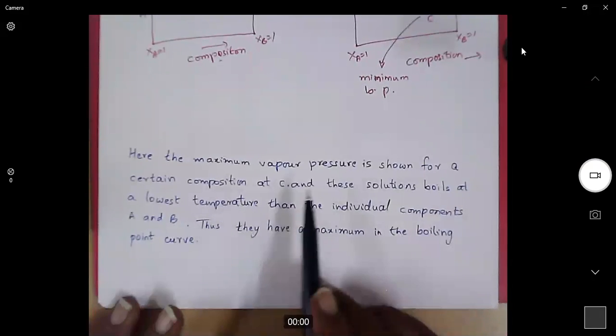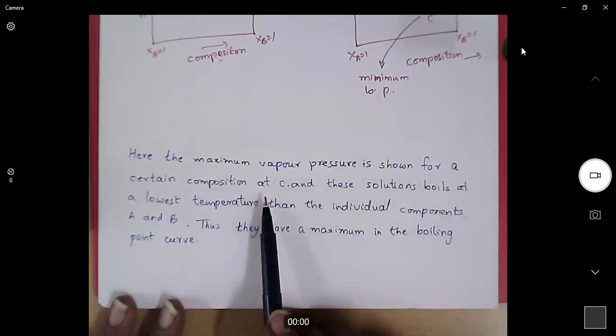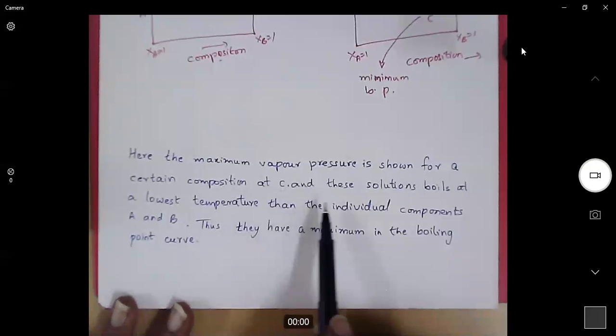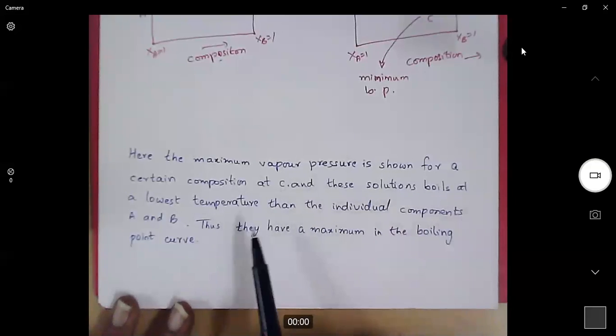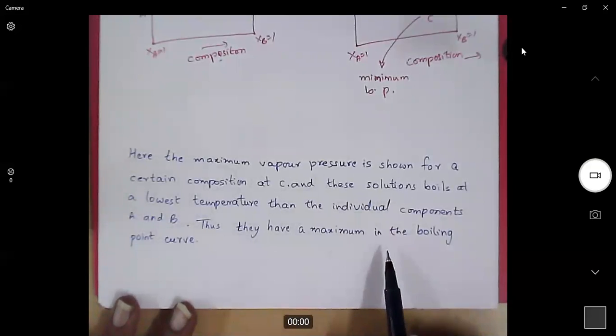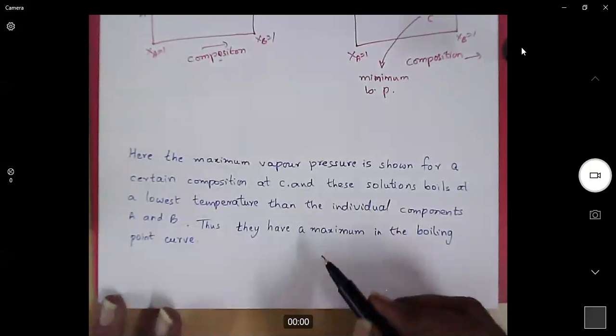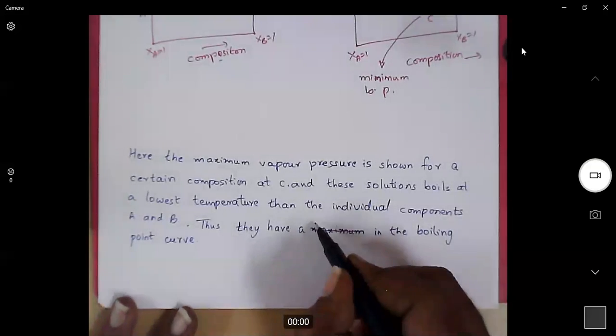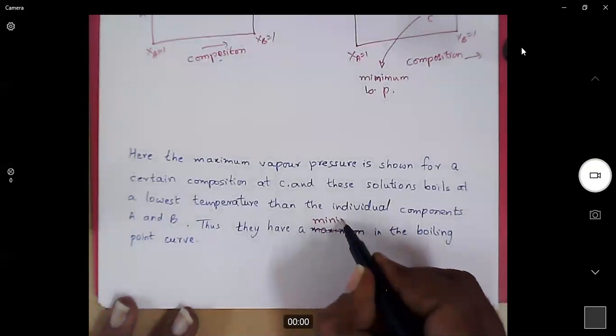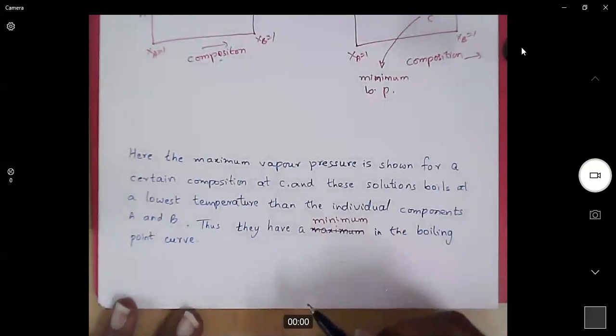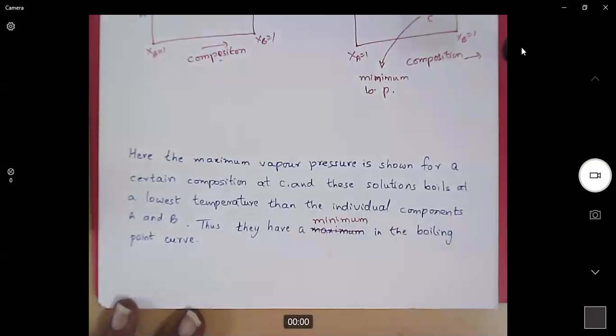Here, the maximum vapor pressure is shown for a certain composition at point C, and these solutions boil at a lower temperature than the individual components A and B. Thus, they have a maximum in the boiling point curve. Yeah, sorry, this is wrong. They have a minimum in the boiling point curve. Maximum in the vapor pressure curve, minimum in the boiling point curve.